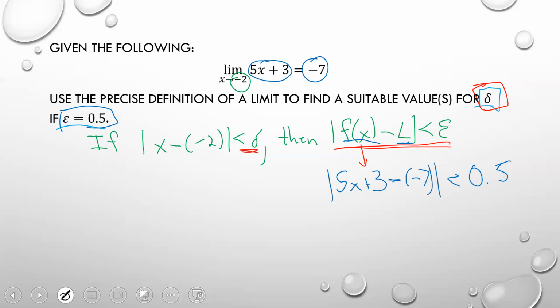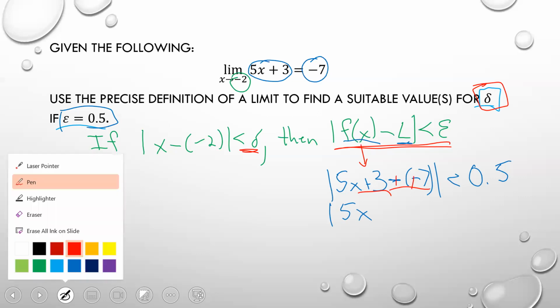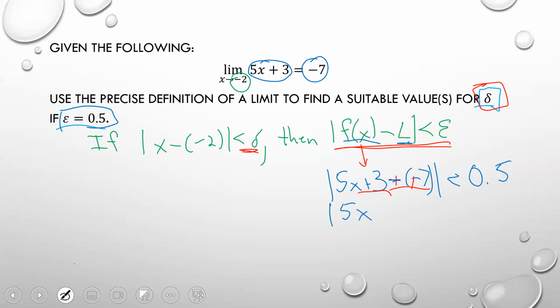Okay, so let's go ahead and do some simplifying within our absolute value. So I'm going to rewrite this as 5x, and then notice that we have a +3 and a -7. The minus minus there will make a plus. So this will become absolute value of 5x plus 10 being less than 0.5.